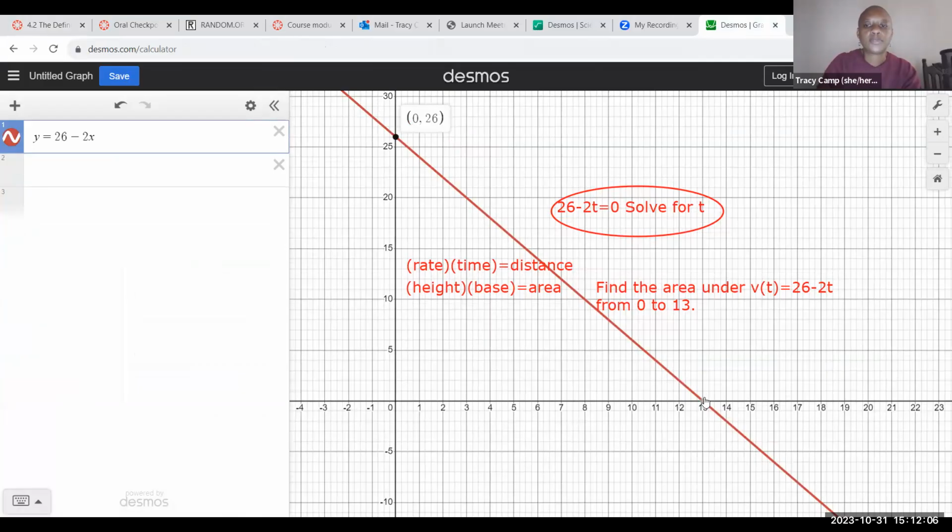I want you to think of it in terms of area, because rate times time in this case is like the rate is the height and the time is the base.